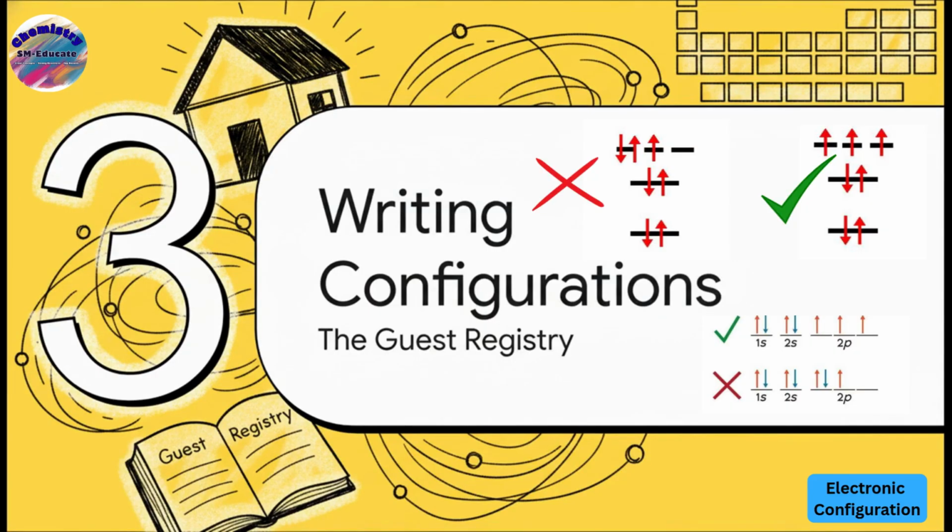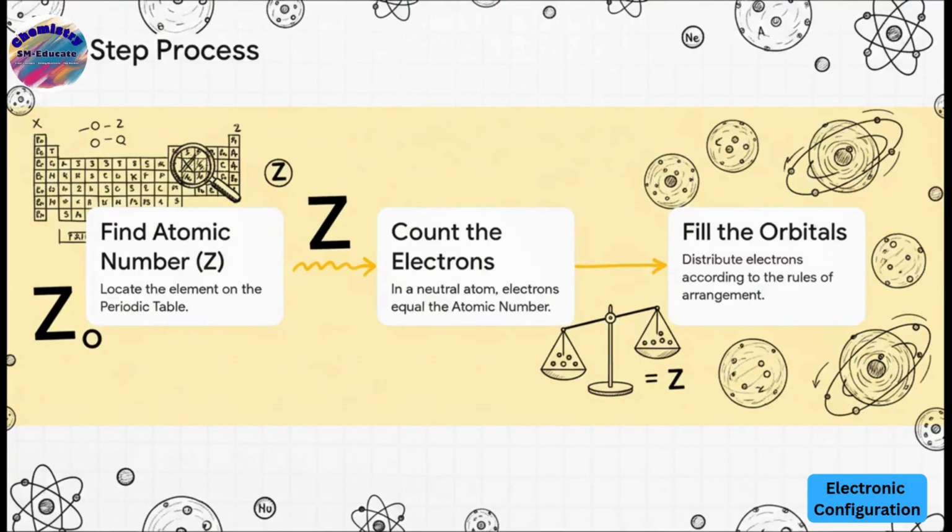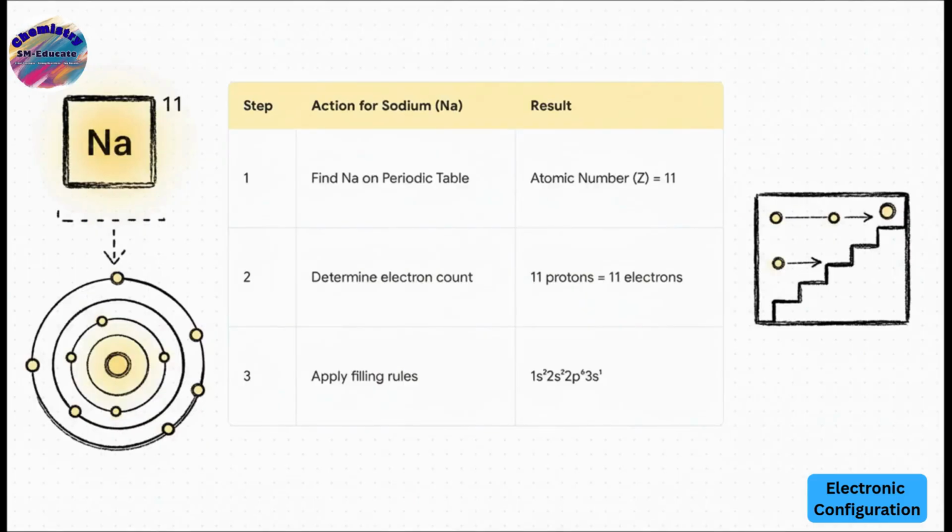Okay, so now that we know the house rules, we can actually start filling out the guest registry. Let's walk through exactly how to write the electronic configuration for any neutral atom you can find. It's actually a really straightforward 3-step process. First, just find your element on the periodic table to get its atomic number, which we call Z. Step 2. For any neutral atom, the number of electrons is exactly the same as that atomic number. Easy enough. And finally, you just start placing those electrons into the orbitals, making sure you follow the 3 rules we just went over. Let's try it with a real one, like sodium.